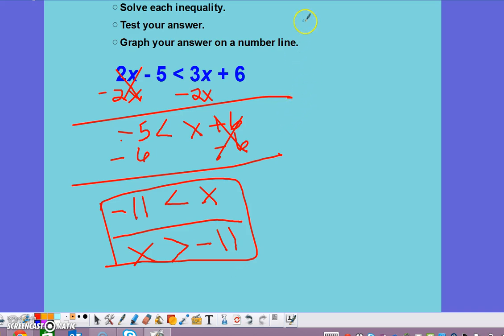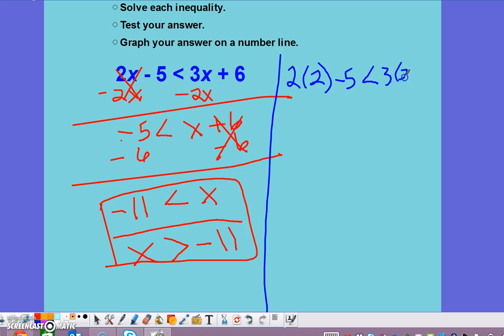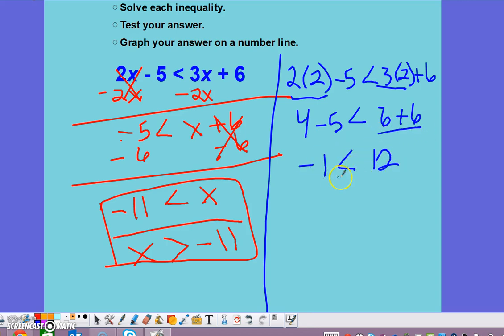So I'm going to substitute in 2 times 2 minus 5 should be less than 3 times 2 plus 6. And again, I chose 2 just because 2 is greater than negative 11. So that gives me 4 minus 5 should be less than 6 plus 6. 4 minus 5 is a negative 1, is less than 12. And negative 1 is less than 12, so it worked. So we know our solution is correct, so let's go ahead and graph.